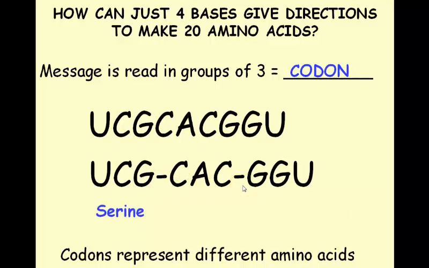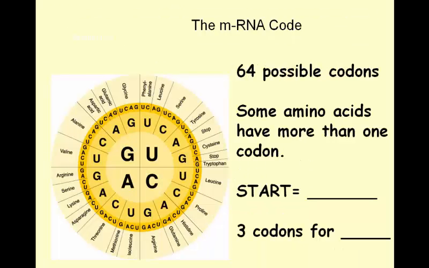So that first codon, these 3s, are going to be serine. The next one is histidine, and the last one glycine. And codons represent different amino acids. There's 64 different codons. Some amino acids have more than one codon, and we always start reading our RNA sequence at the codon AUG. And then there's 3 codons that will actually stop.